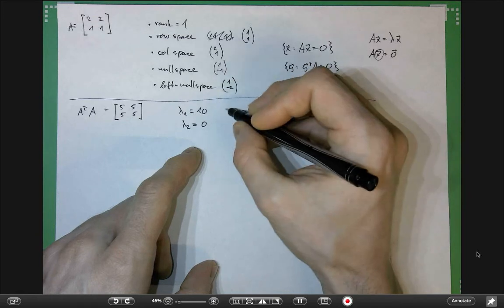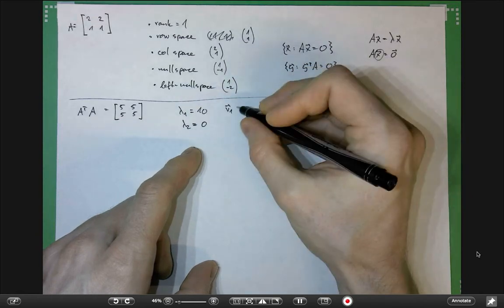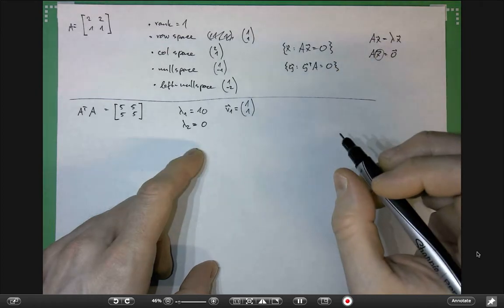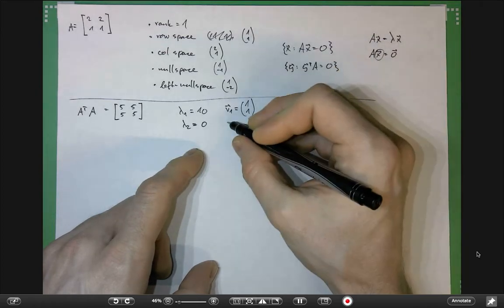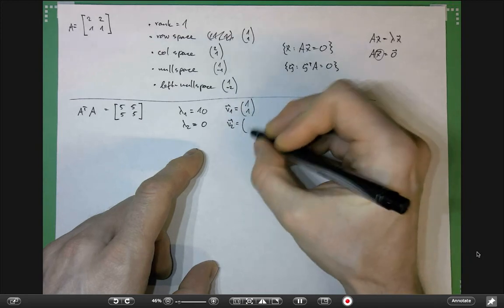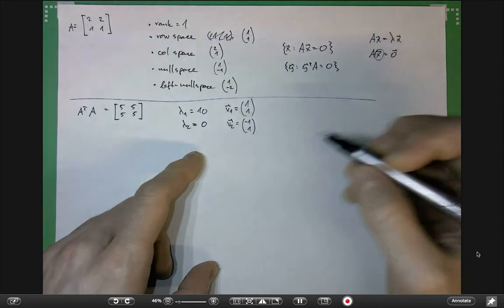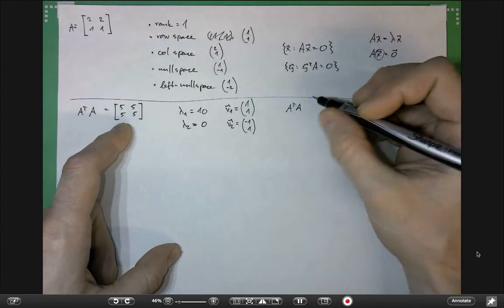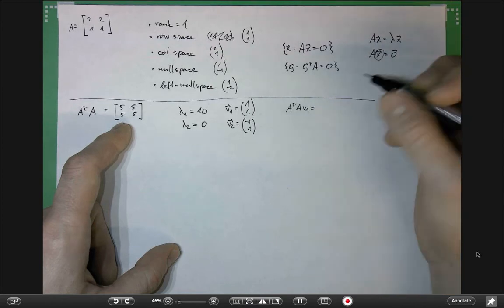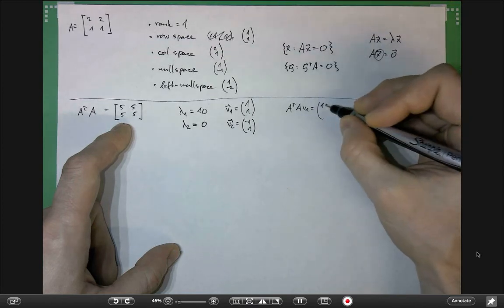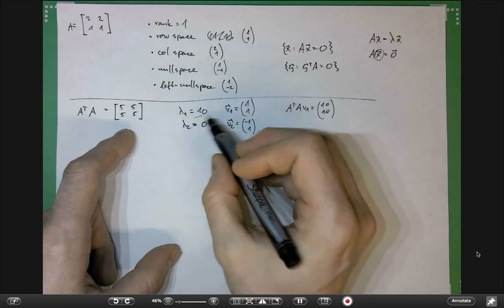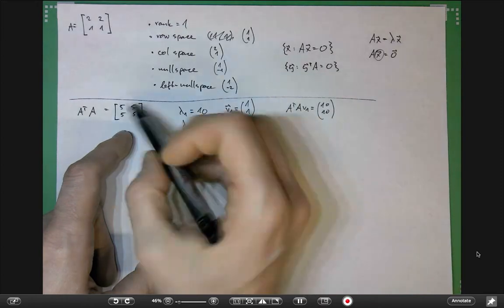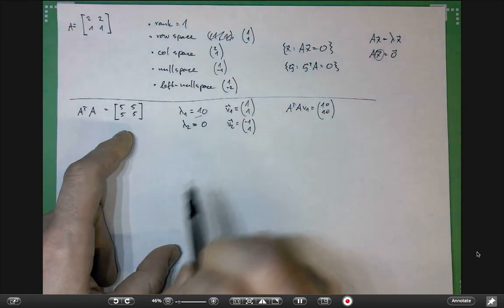So the eigenvector corresponding to the first eigenvalue, I already computed it for you. We can probably just verify it. And v2 would be -1, 1. So let's just check it. So A^T A v1 is what? It's 10, 10, right? So yeah, that exactly corresponds to this eigenvalue. And for -1, 1, that's exactly 0. So indeed, it corresponds to the 0 eigenvalue.